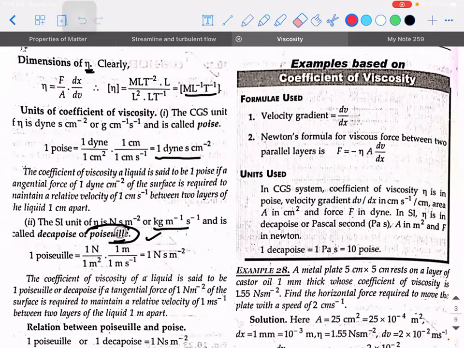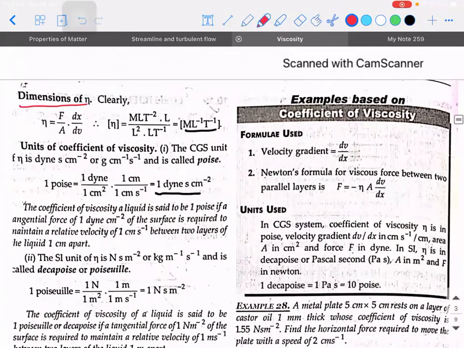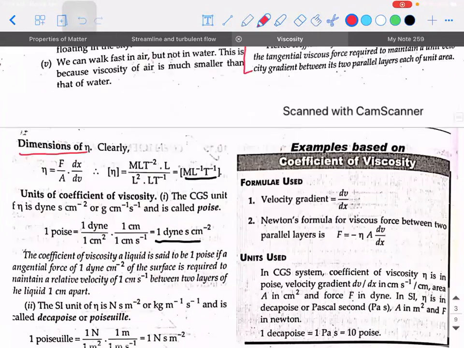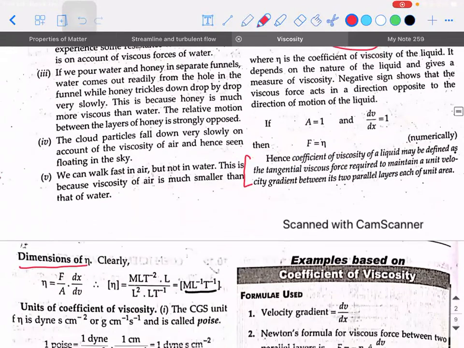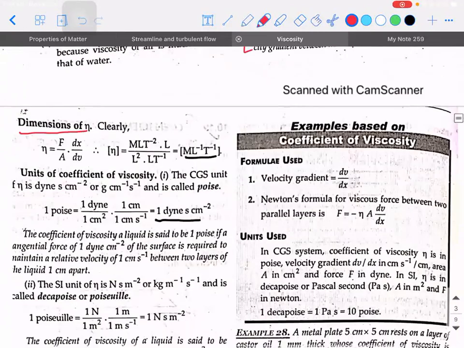Next, we are going to see what are the units and dimensions of eta. So if you observe, eta can be written as F into dx divided by A into dV. That is, from here you can rearrange it: F into dx divided by A into dV. I suggest you write this and see.